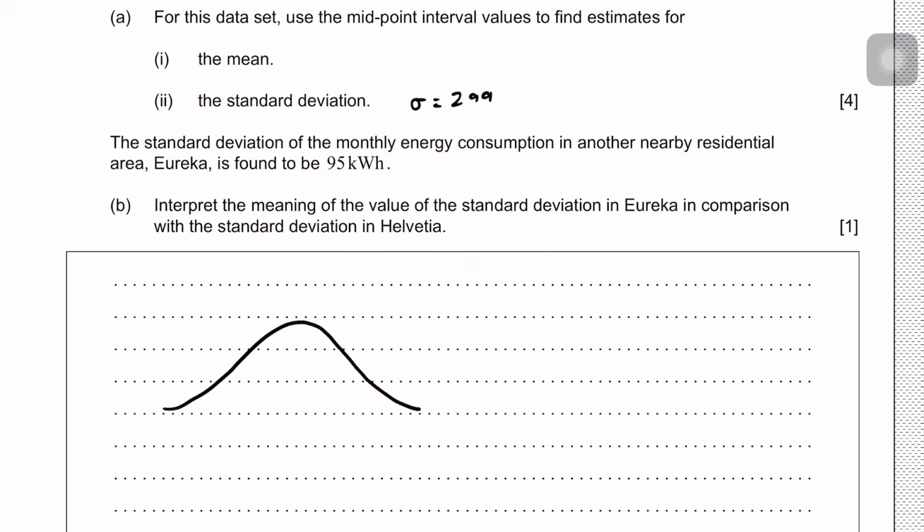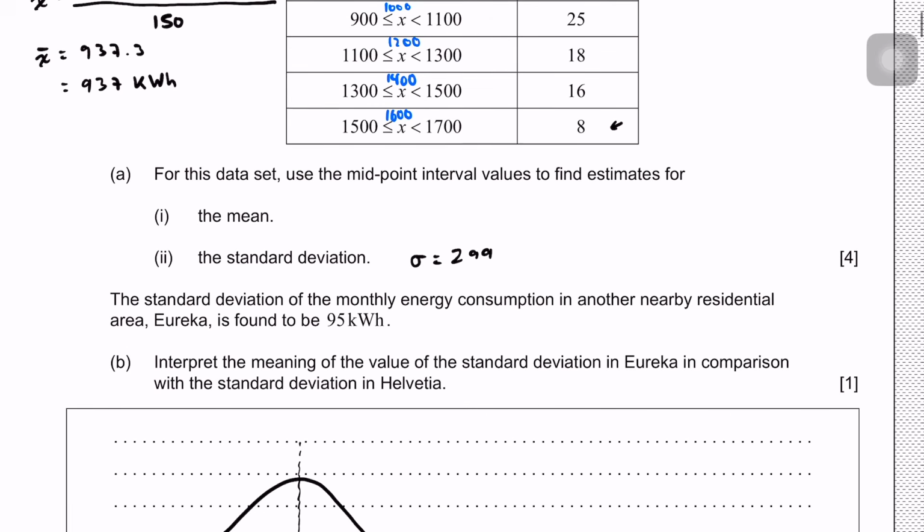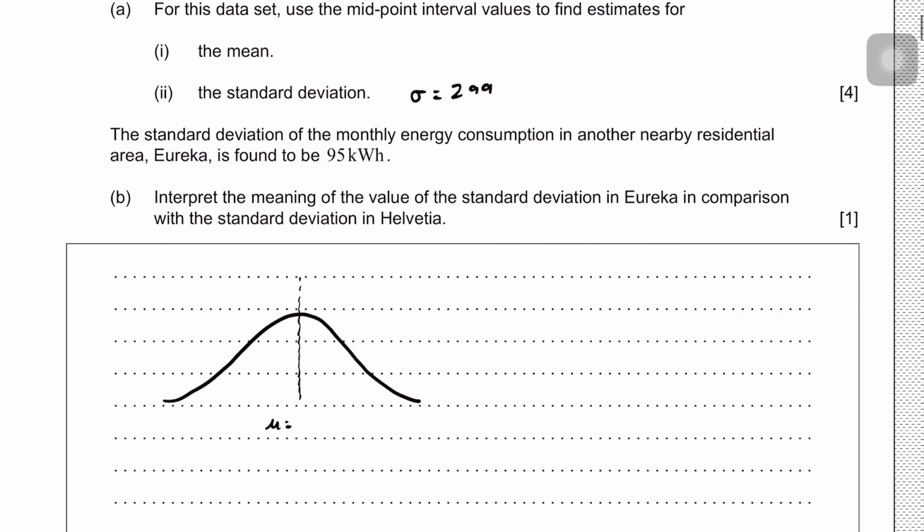Let's imagine this one on the left is, let's say this is Helvetia. And we say it has a mean of 937. So this is the center of our normal distribution. The standard deviation is a measure of spread, and the standard deviation is 299. It tells us how spread out the data is, and this would be Helvetia.